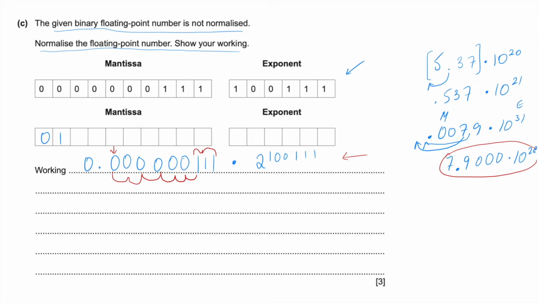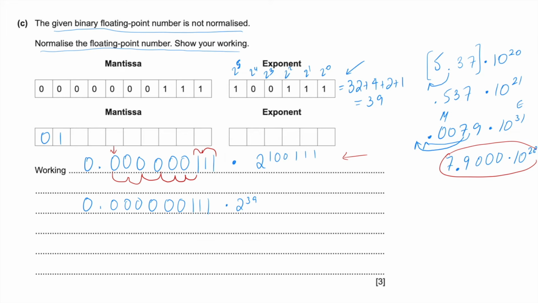Now if you calculate our exponent, it's 2 to the power of 0, 1, 2 to the power of 3, 2 to the power of 4, and 2 to the power of 5. 2 to the power of 5 is 32, so this is 32 plus 4 plus 2 plus 1, which equals 39. So really, we have 0.000000111 times 2 to the power of 39.